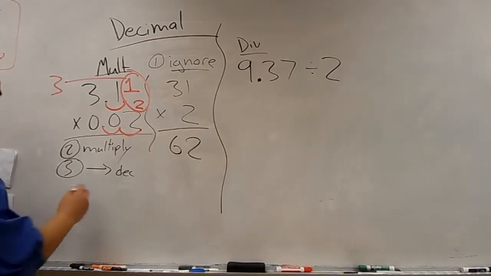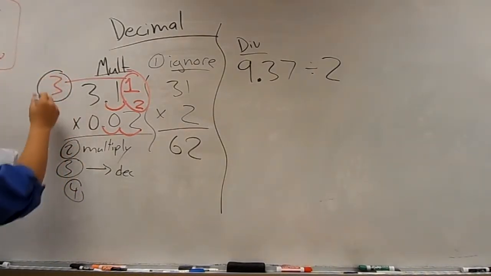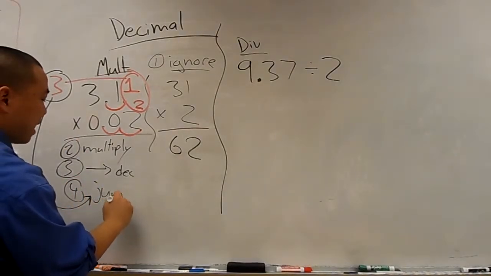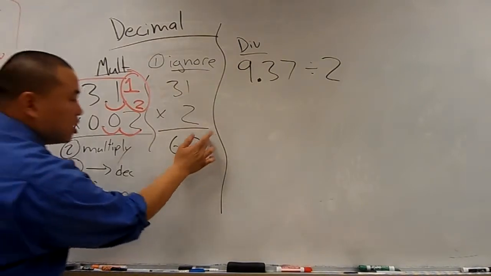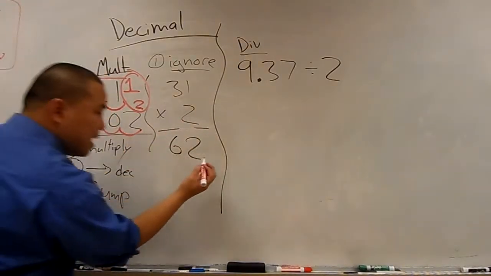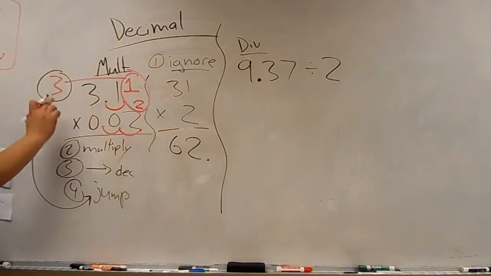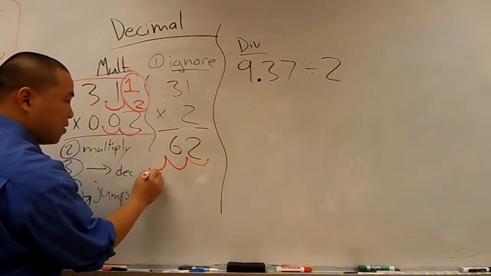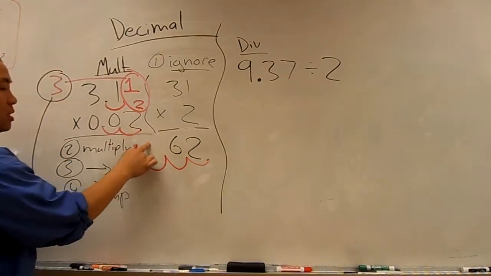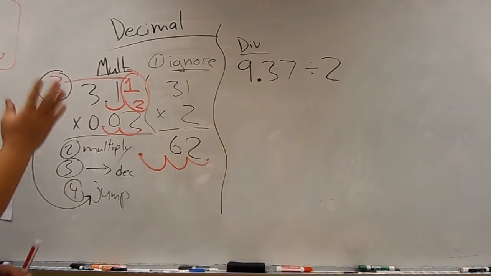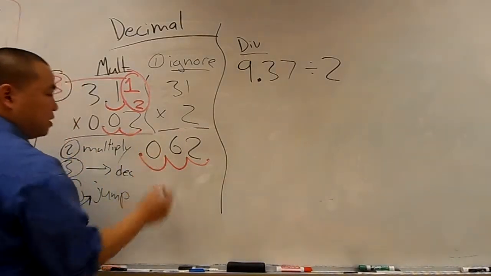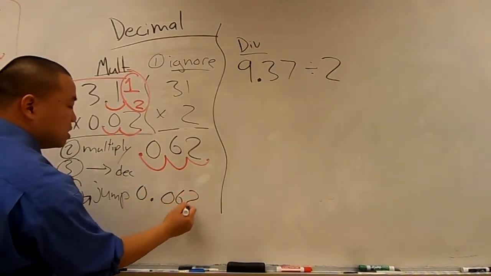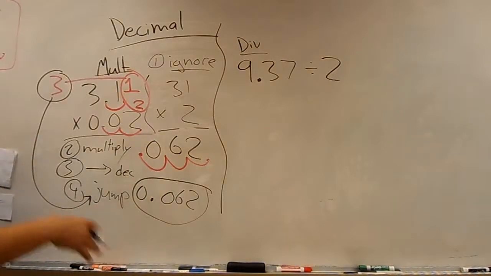Right? 3 times. Now the last step, whatever number of times are to the right of the decimal, that's how much you're going to jump back. Right? Jump back. So on the number 62, there's an imaginary decimal at the end. Now we're going to jump back 3 times. Jump once, twice, and 3 times. You notice there's an empty space here. We cannot have an empty space, so we have to put the placeholder of 0. So your final answer is 0.062. That's how you multiply decimals.